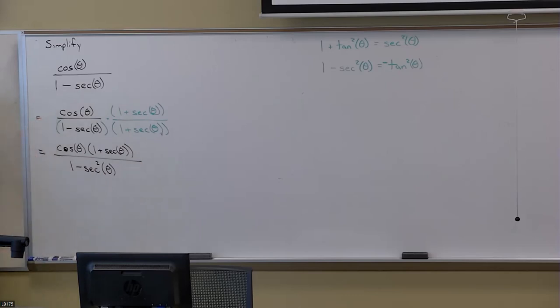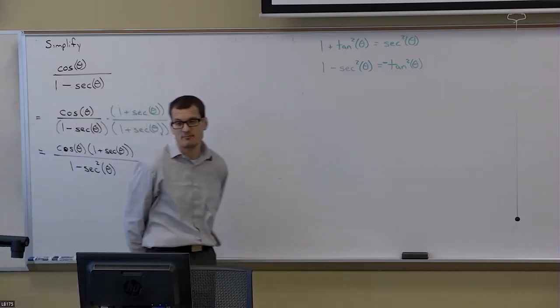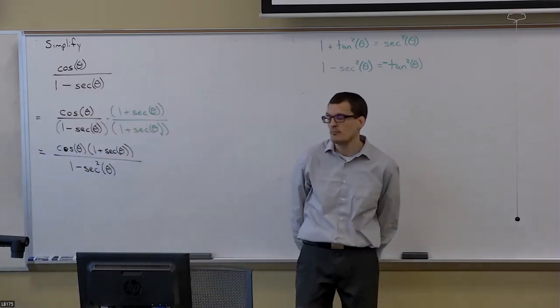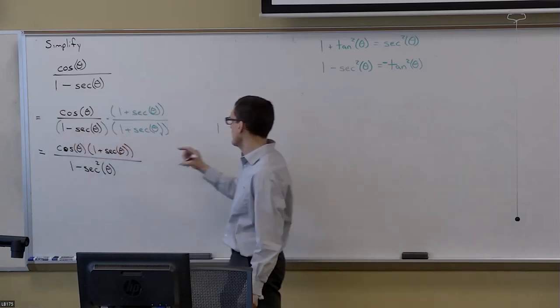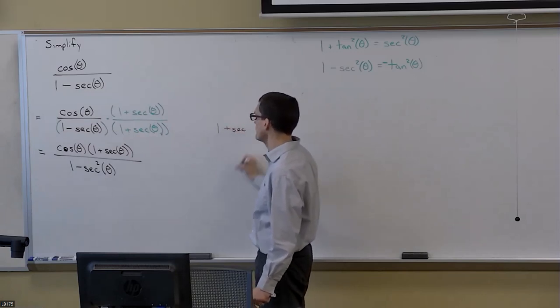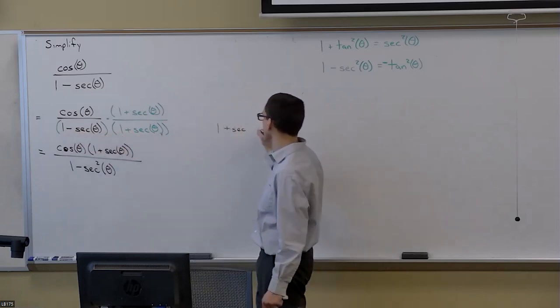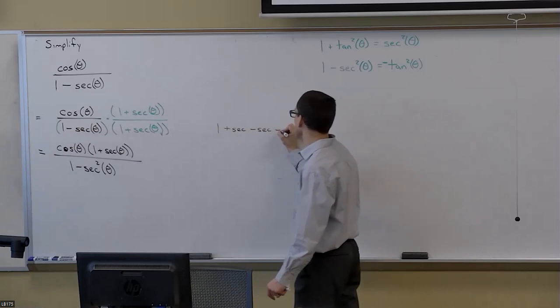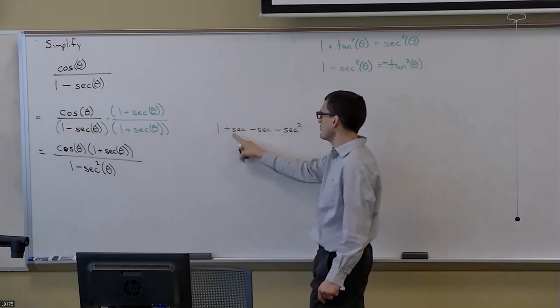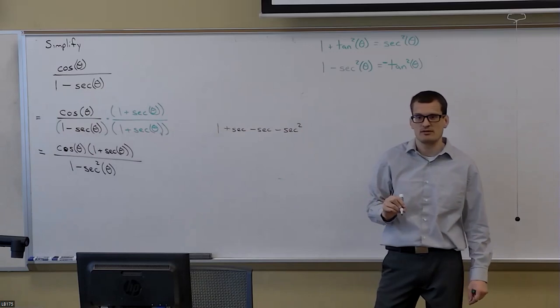Let me take a second. There you go. So cosine times 1 plus secant divided by 1 minus secant squared. Does everybody understand why you get 1 minus secant squared? It's just like multiplying polynomials like the last problem we did. But when you look at the middle terms, you get 1, then you get 1 times secant, that's positive secant. Then you get negative secant times 1, that's a negative secant. And then you get minus secant times secant, so you get minus secant squared. So these two middle terms cancel each other out, right?